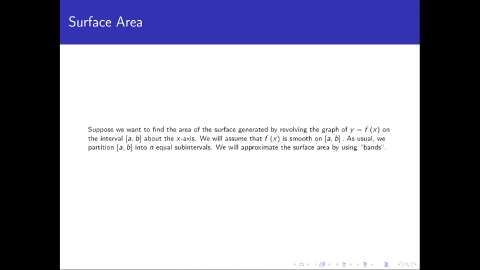Just like what we talked about every other time we've been doing an application of integration, we're going to divide up our interval into pieces. So we're going to partition our interval from a to b into n subintervals. And we're going to use some geometric object that we can find the quantity that we're interested in easily, add those things up, and recognize that we have a Riemann sum, and then take a limit that gives us a definite integral. In this case, we're going to use what I'm going to refer to as bands. We're going to approximate surface area using bands.